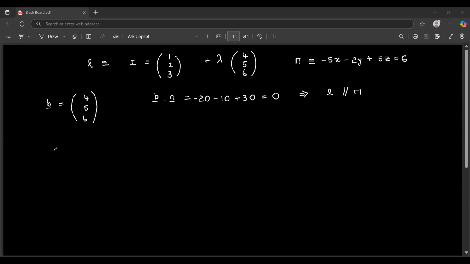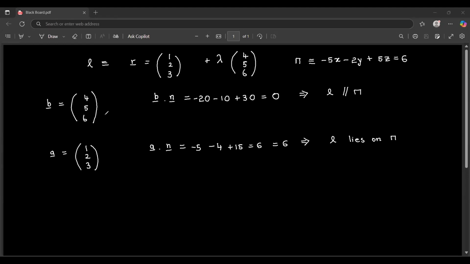Now let's say A is equal to 1, 2, and 3. So A dot n will be equal to minus 5 into 1, minus 5, minus 2 into 2, minus 4, and 5 into 3, it will be 15, which is equal to 6. So it is equal to 6, which implies L lies on phi.